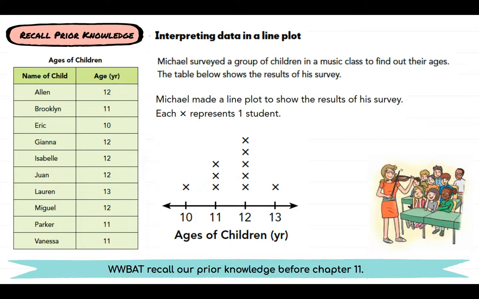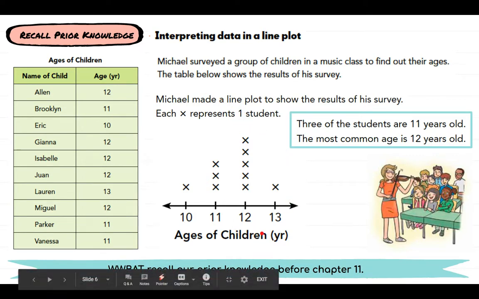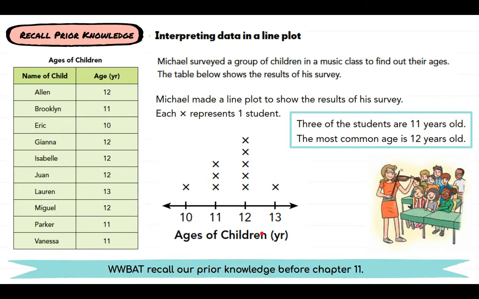So from this information, we can observe many things, right? One thing is there are 3 students who are 11. The most common age is 12. I can also say that there are the same amount of children that are 10 and 13. Or I can say that there are 6 children that are older than 11. So you can say many things based on the line plot.